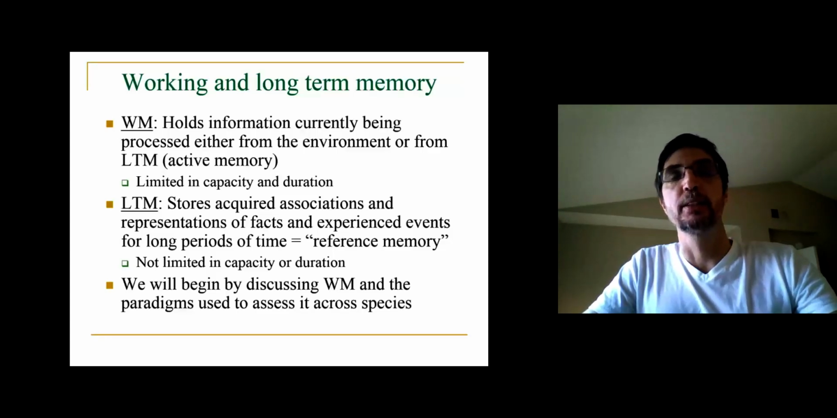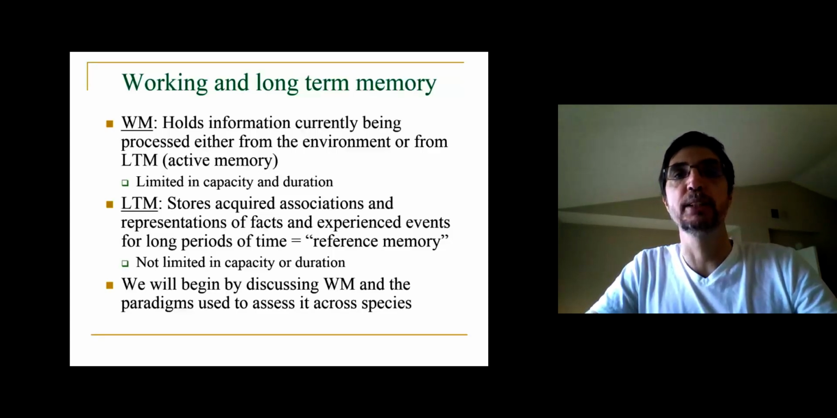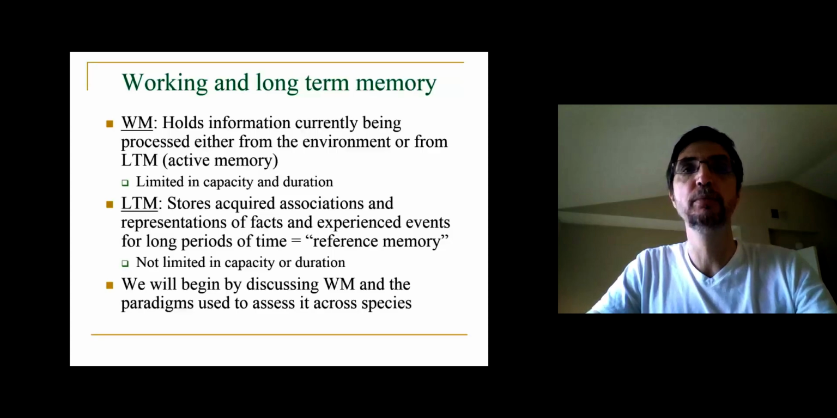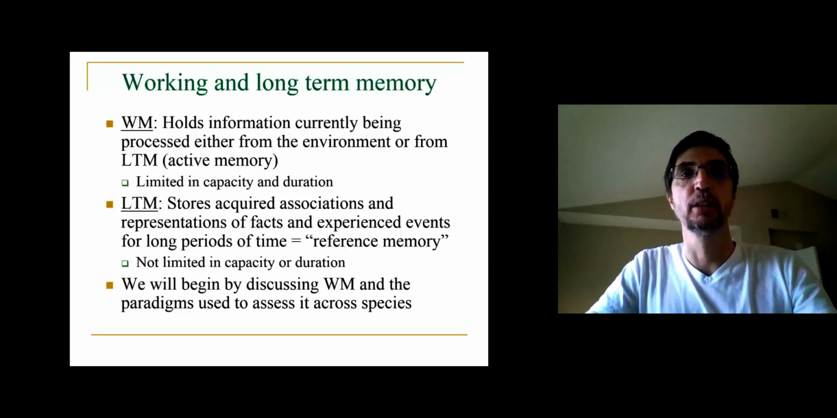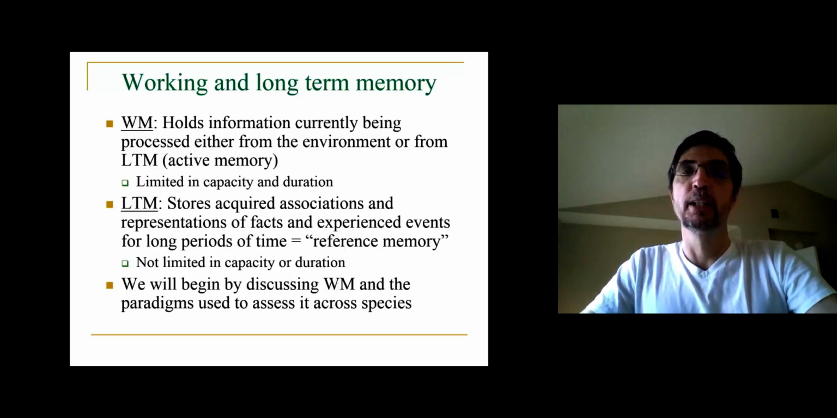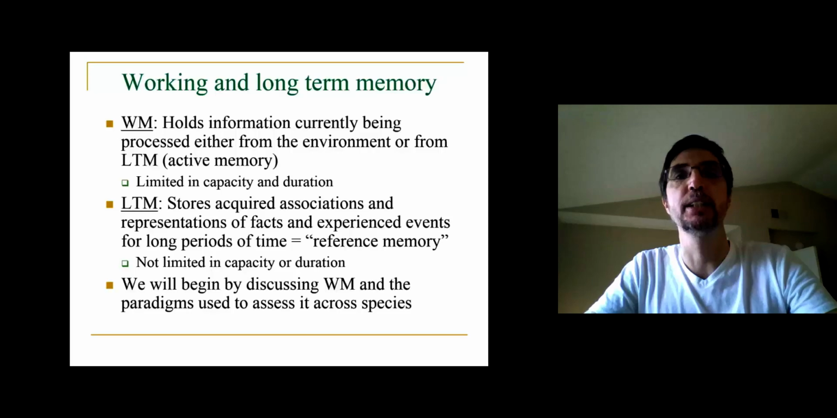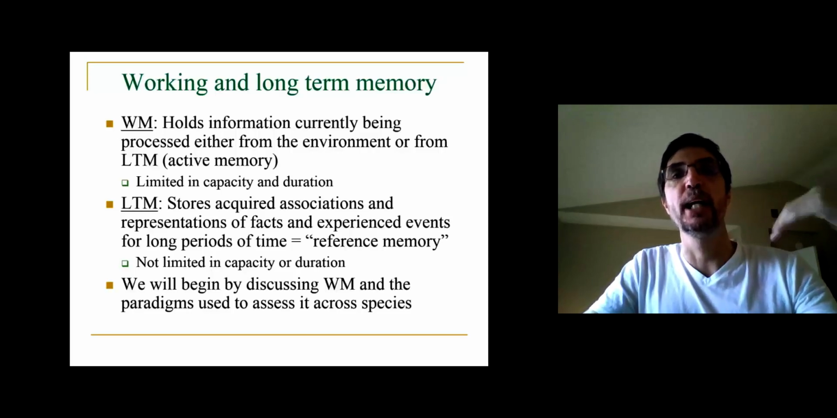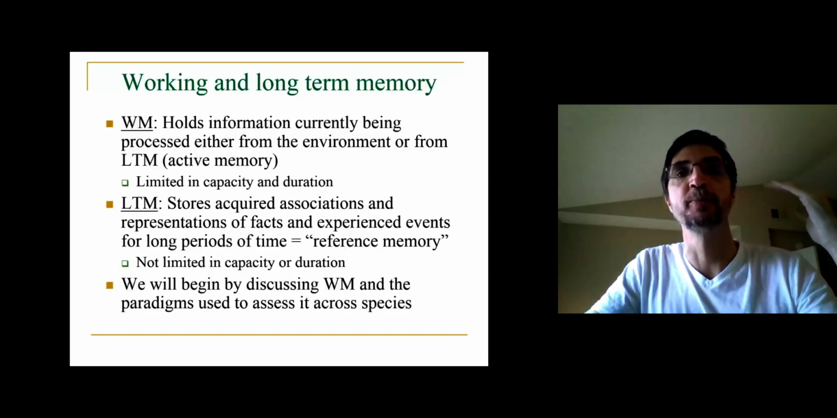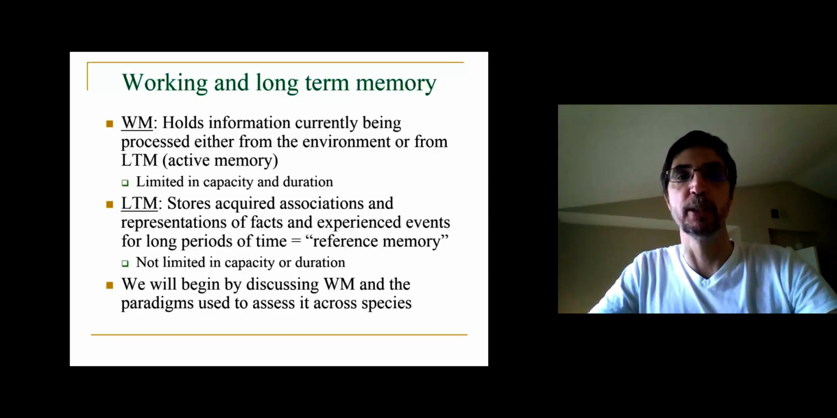One of the characteristics that we found in humans is that working memory is limited in capacity. It's limited in how much information it can hold. It's often described as 7 plus or minus 2 chunks of information, meaningful units. Another limitation is that it's limited in duration. Without rehearsing information, for example, information fades very quickly from your working memory.